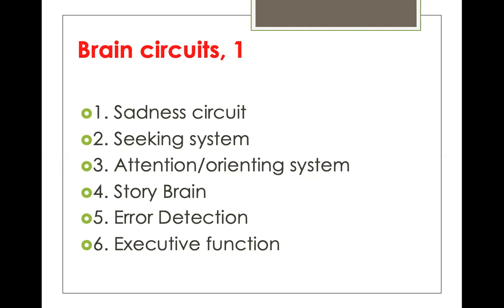So there's a sadness circuit. There's the seeking circuit, which is also called the reward system, and probably the dopaminergic reward system is the more common nomenclature, but a number of studies have shown that seeking activates this system more than finding. And of course, bipolar disorder, mania, could be construed as excessive seeking. There's the attention orienting system, which is considered to be largely noradrenergic.